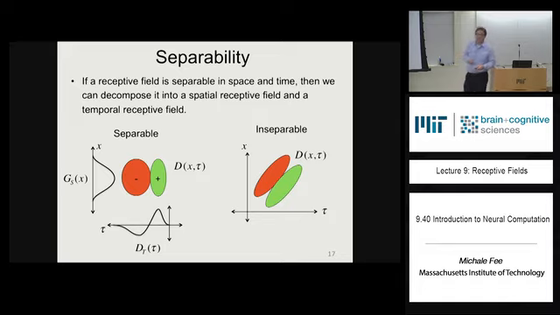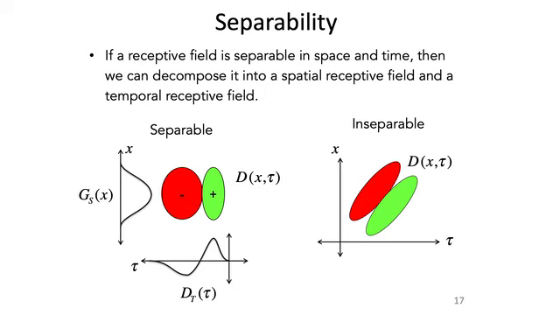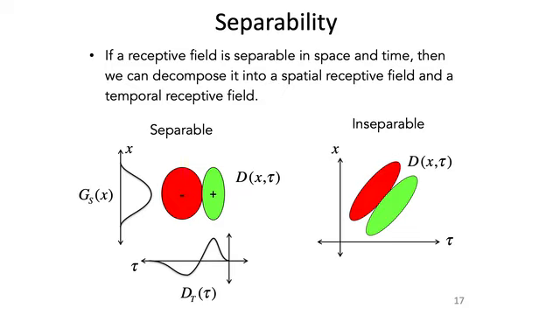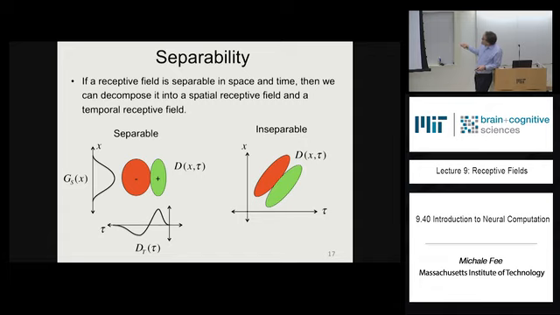Other receptive fields are not separable. You can see that you can't write this receptive field as a product of a temporal receptive field and a spatial receptive field. Is that clear why that is? Basically, if you take a slice at a particular position, the temporal pattern here looks very different than the temporal pattern here. And so you can't write this simply as a product of a spatial and a temporal receptive field. Okay, separable, inseparable.